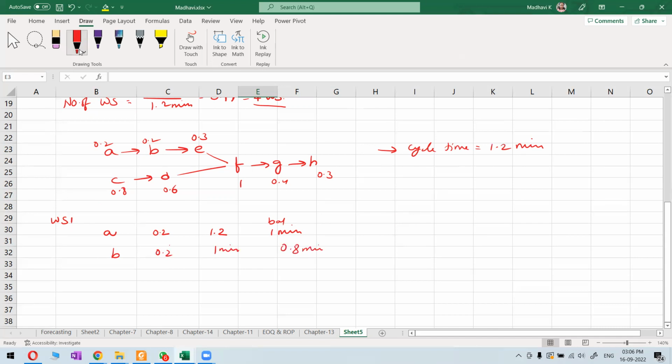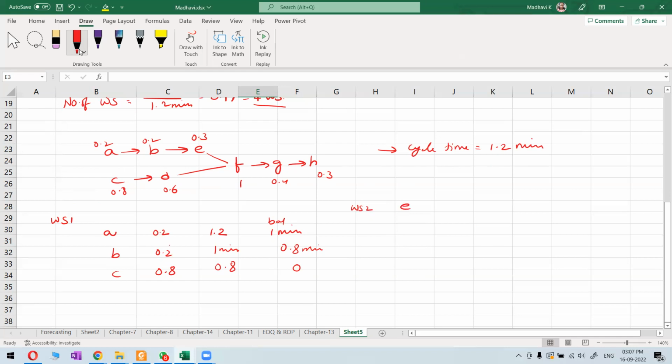Now we can consider E or we can consider C. So if we consider C, C takes 0.8 minutes and the balance remaining is 0.8 minutes. So over here the balance remaining is 0. So with this, we can design workstation 1 with A, B and C together. Now workstation 2. We can go ahead with E or D because that is the next best alternative that we can think of.